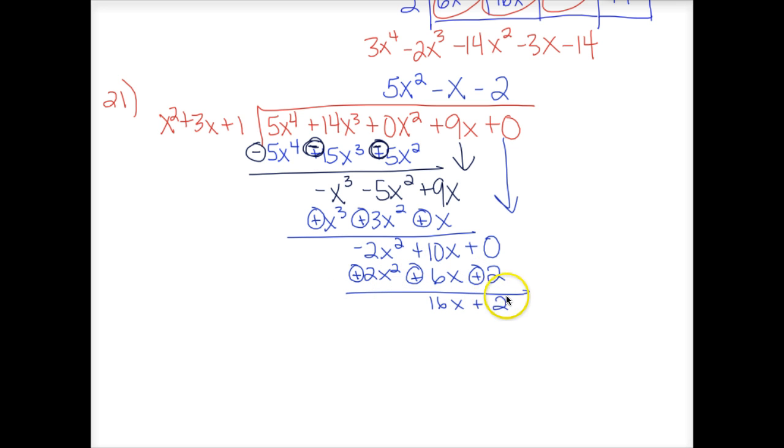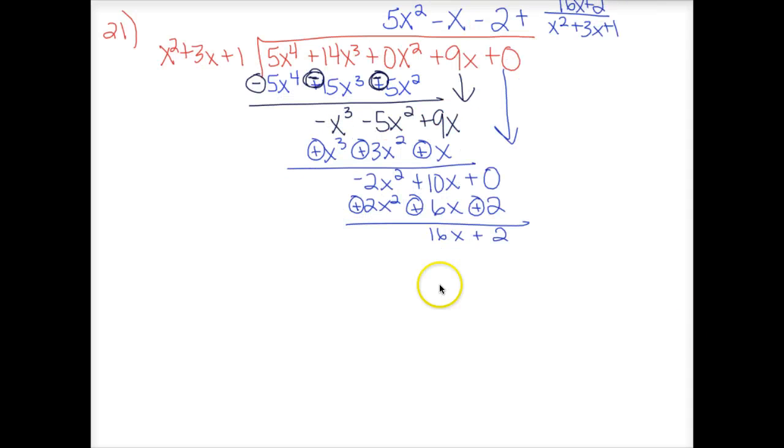This gives me 2. Remember that this is my remainder because I've run out of space here and there's nothing I can multiply x squared by to get 16x. So because my remainder term is positive, I write a plus, and then the fraction always goes remainder on top, so 16x plus 2, and divisor on the bottom, so x squared plus 3x plus 1. And there is your answer for that.